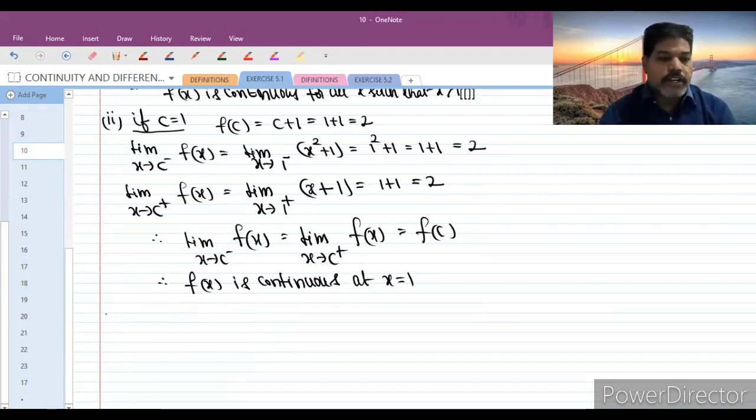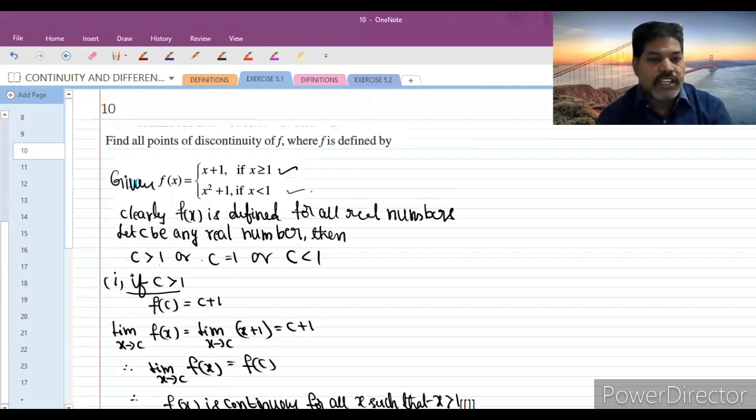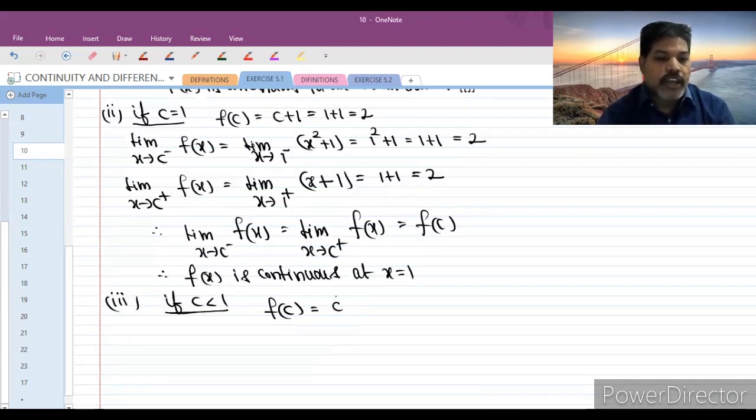So what is the third case, students? The third case: if c is less than 1, then what happens? Then f of c is equal to, see the question once again, if c is less than 1, the f of c value will become x square plus 1. That means it will become c square plus 1.